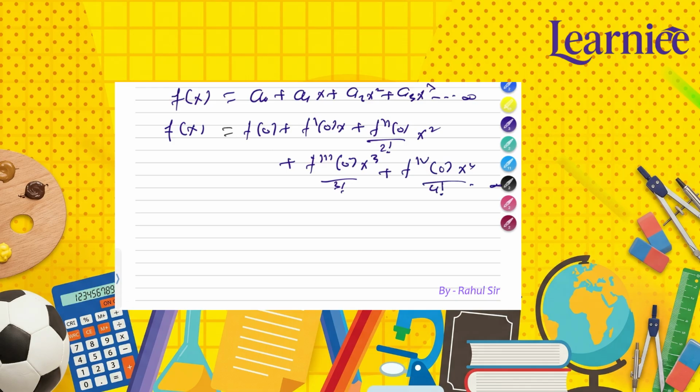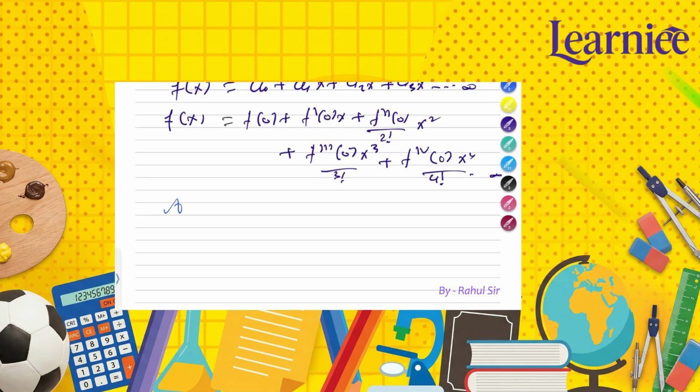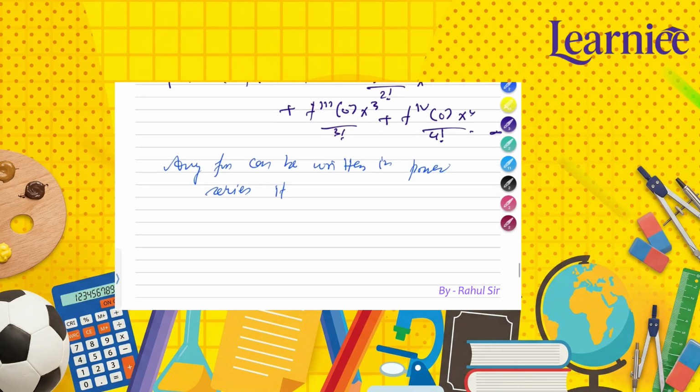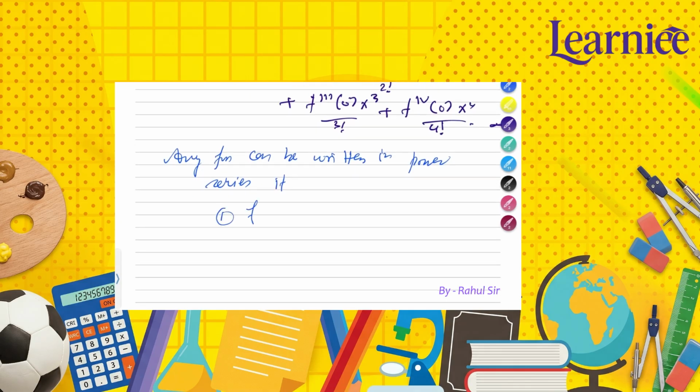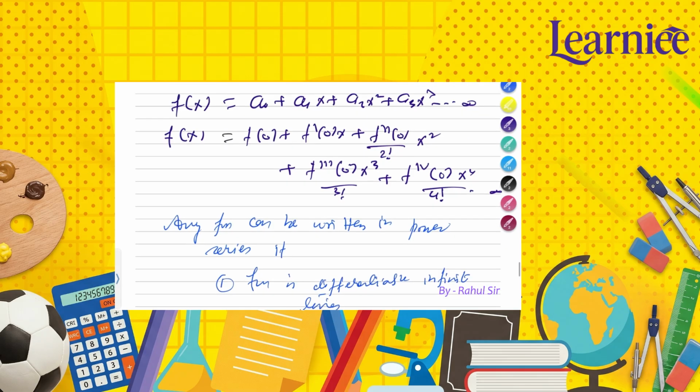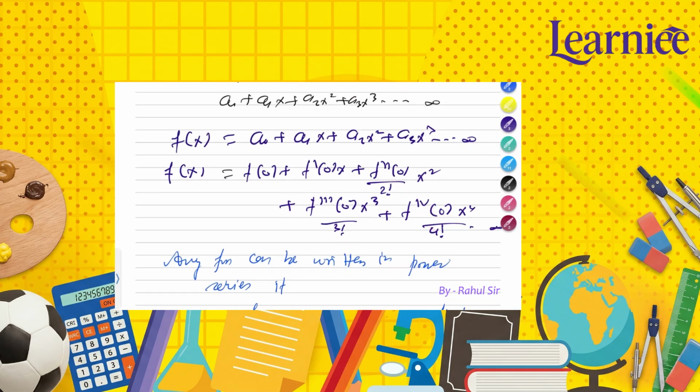There is some condition. What is the condition? That is important. Any function can be written as a power series if the following conditions hold. What are the two conditions? First, the function is differentiable infinite times. Why do we need infinite differentiation? Because to find the coefficient of the last term, we have to differentiate infinite times.